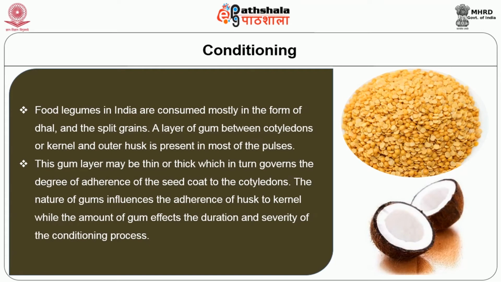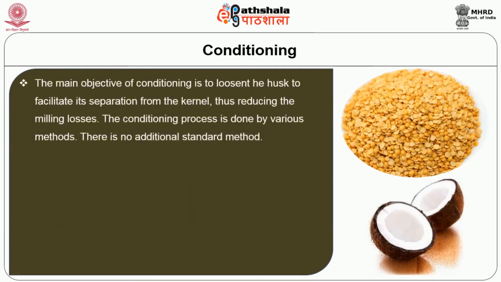The nature of the gums influences the adherence of the husk to the kernel, while the amount of gum affects the duration and severity of the conditioning process. The main objective of the conditioning is to loosen the husk to facilitate its separation from the kernel, thus reducing the milling losses. The conditioning process is done by various methods. There is no single standard method.